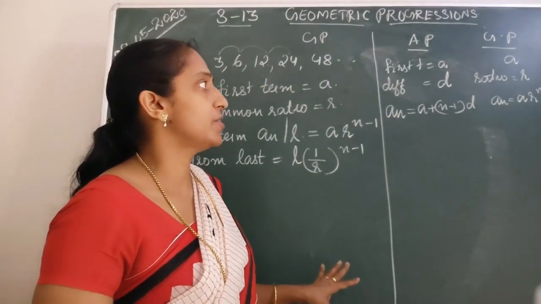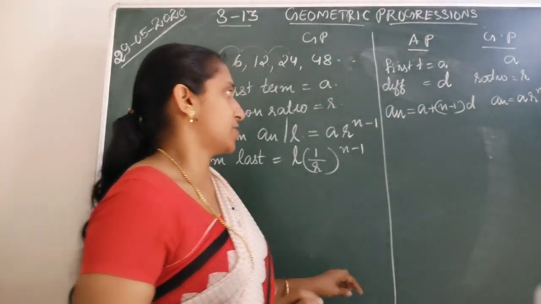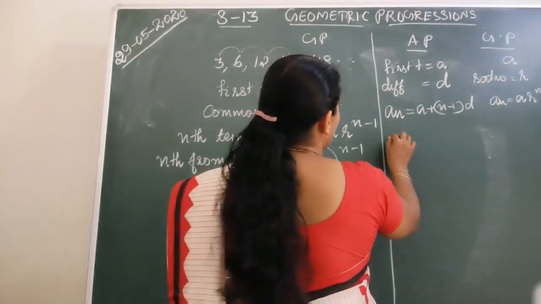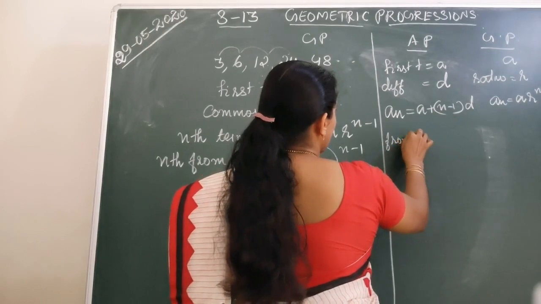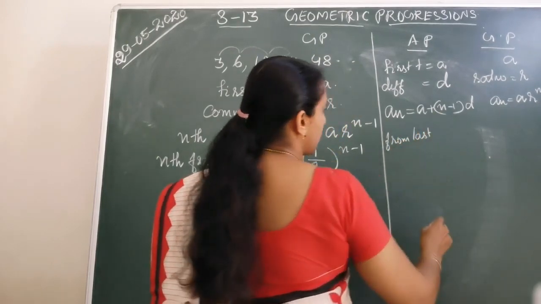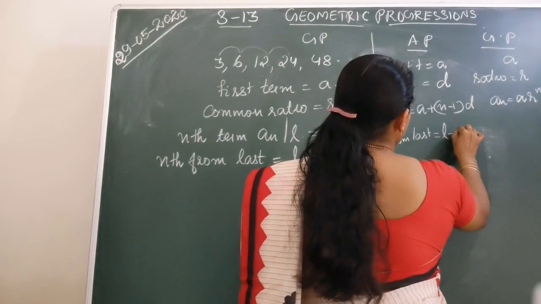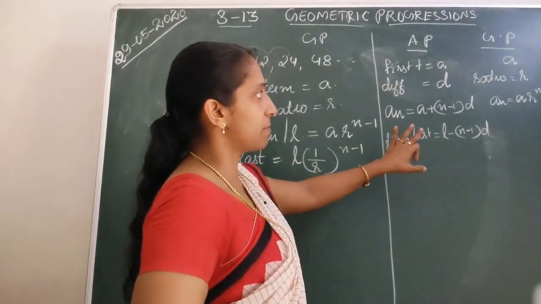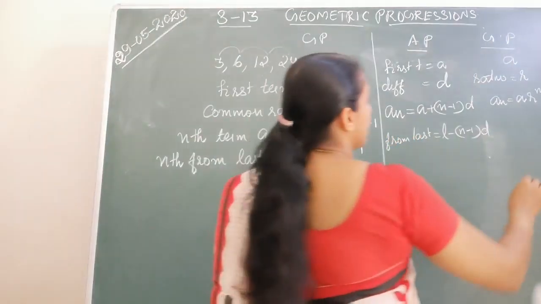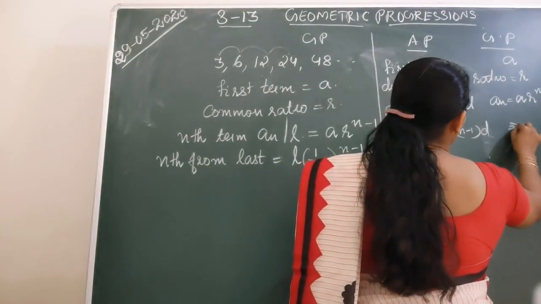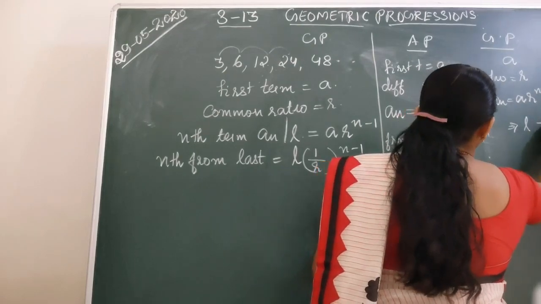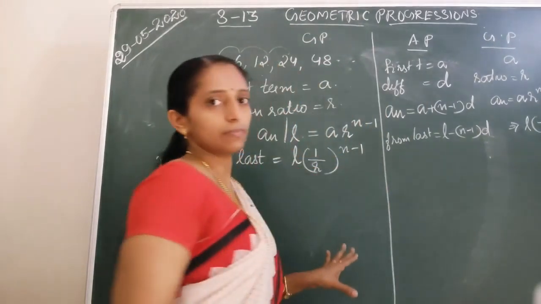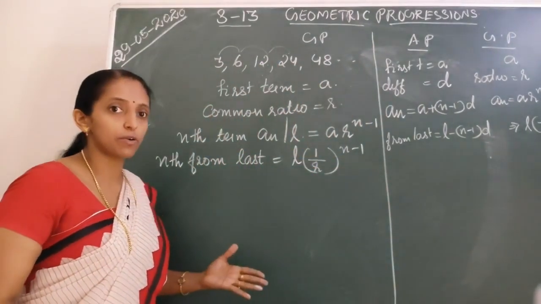Right? A into R to the power n minus 1. And for the nth term from the last, what was our formula? In an AP, it is L minus (n minus 1) into D. And for the nth term from the last in a GP, you have to calculate L into 1 by R to the power n minus 1. Okay. Now we have one more topic.